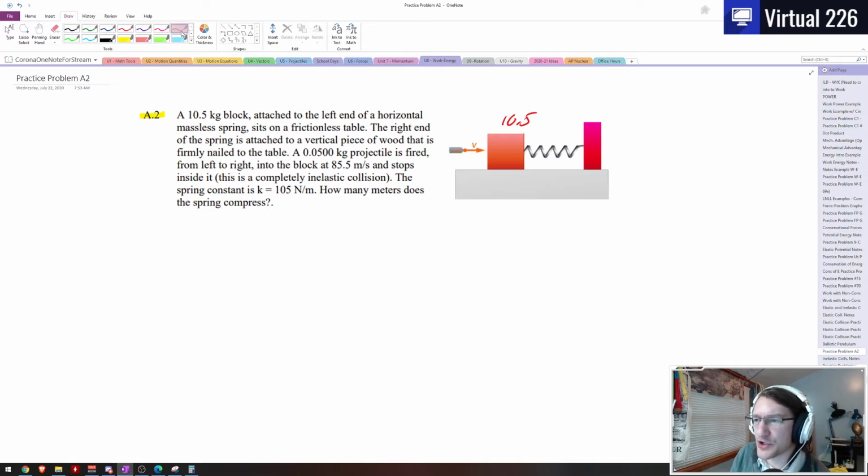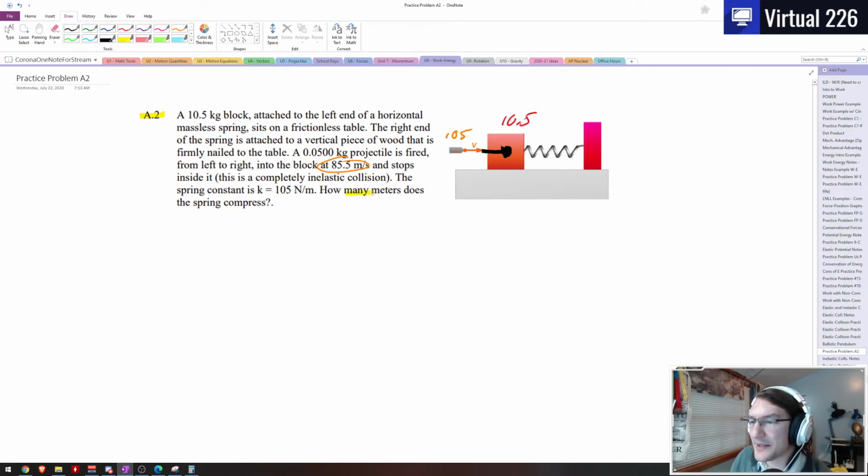And we fire this projectile, like a little bullet, which has a mass of 0.05 kilograms. And this bullet is moving at some initial speed, which is 85.5 meters per second. Now the bullet bores into the block, but then it gets stuck. So we know this is an inelastic collision because it's deforming this block, but momentum is still going to be conserved here. And we happen to know the spring constant of the spring is 105.